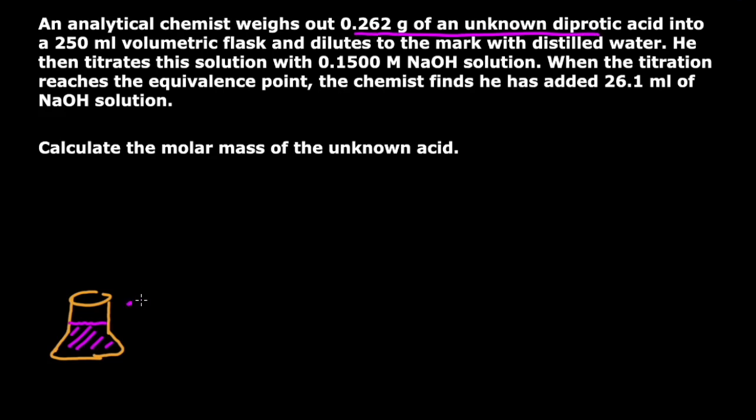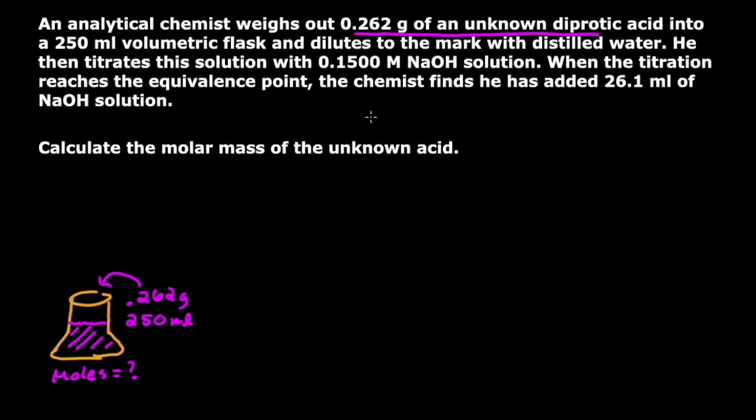And so this right here is going to be the 0.262 grams that I'm going to put in here. So I'm going to take 0.262 grams, and that's going to go into that flask. And 250 milliliters of water goes in there as well. And because we don't know the molar mass of this, we don't know how many moles we're putting in there. And so the moles in here, we do not know.